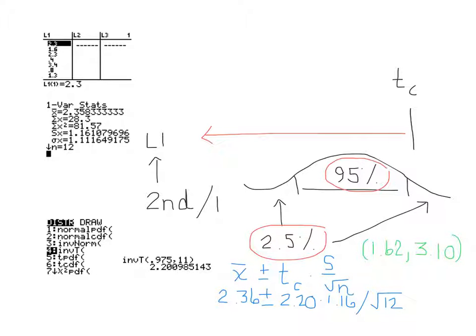So we can basically say that we are 95% confident that the grade point averages of all college students at this university is somewhere between 1.62 and 3.10.